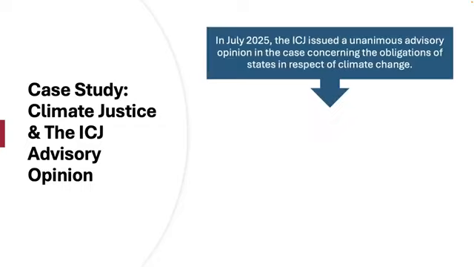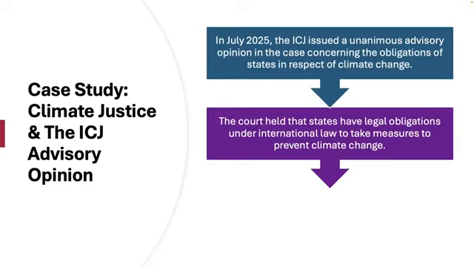In July 2025, the ICJ issued a unanimous advisory opinion in the case concerning the obligations of states in respect to climate change. The court held, essentially, that legal obligations existed under international law to take measures to prevent climate change and to protect current and future generations, and that in failing to do so, the actions or inactions of a state may constitute an internationally wrongful act. We'll get to state responsibility for internationally wrongful acts in future lectures, but this is a huge step.